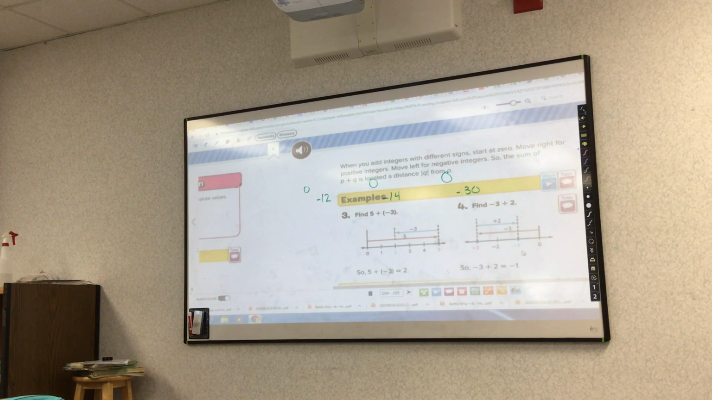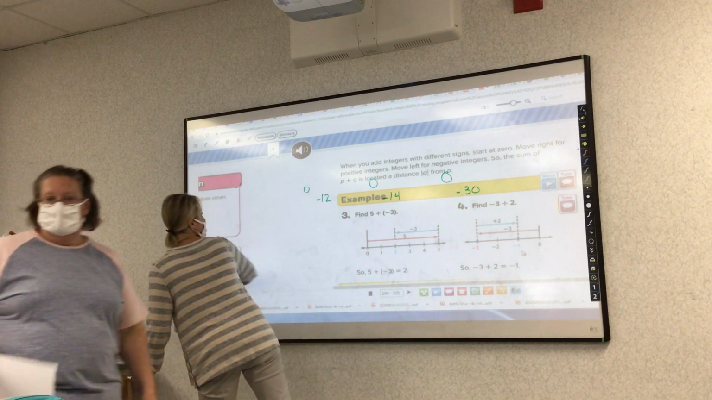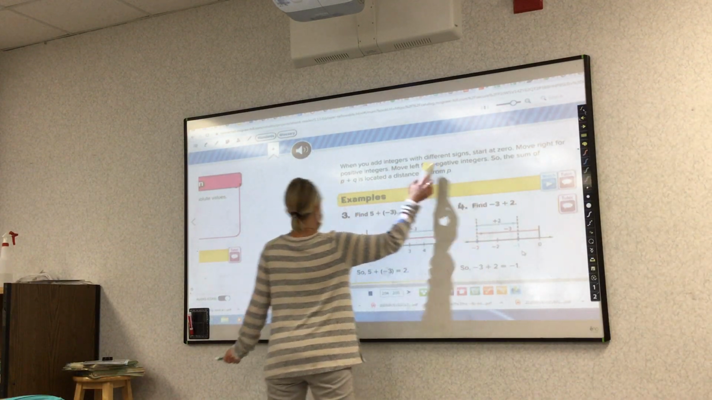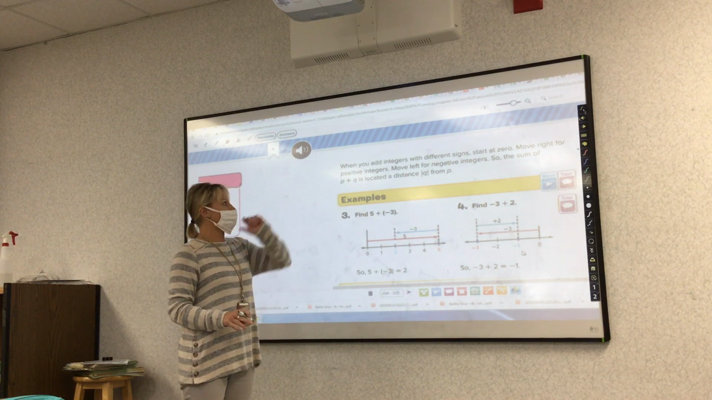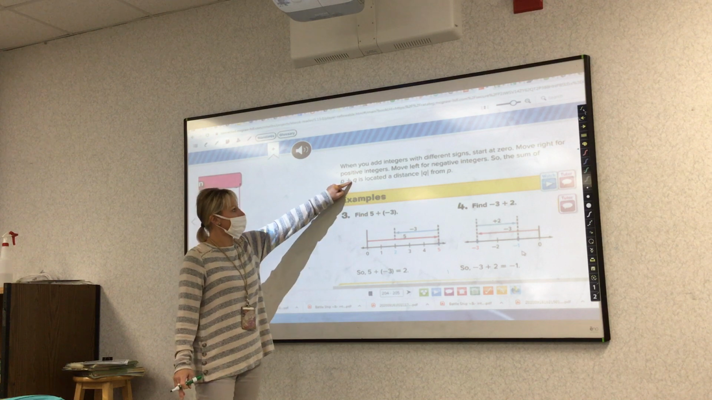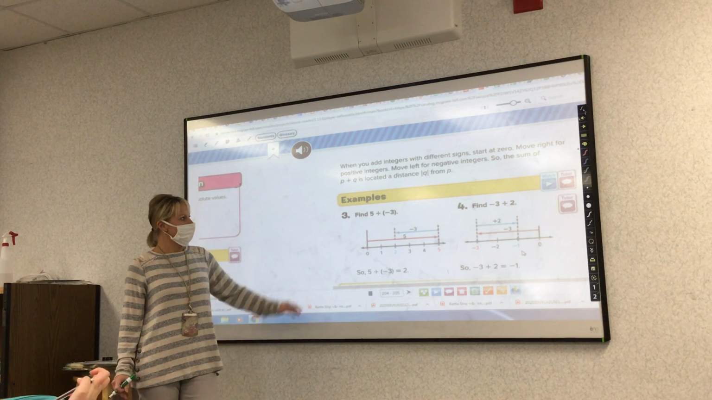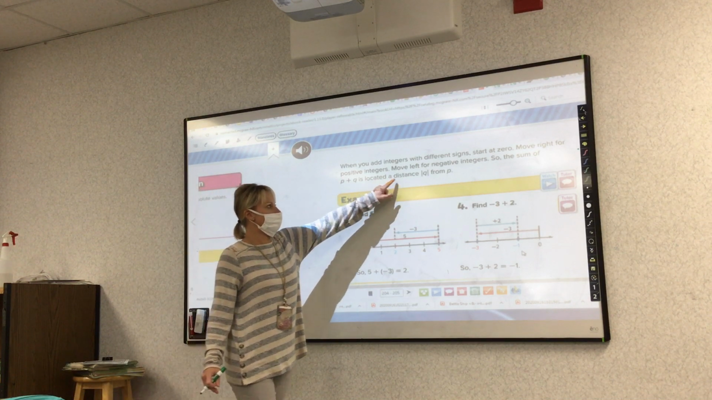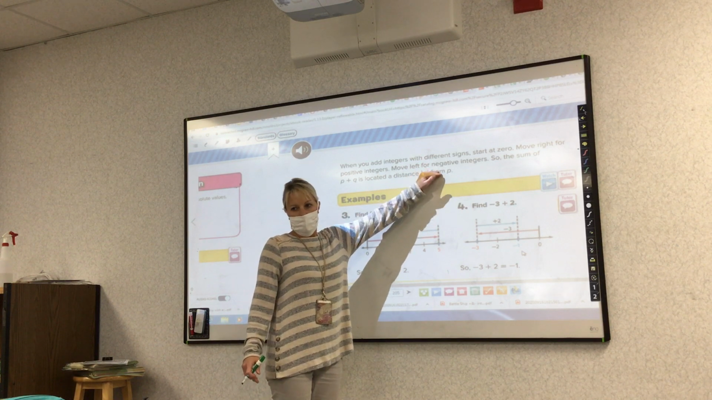Looking at the top of the next page, it says when you add integers with different signs, start at 0. You're always starting at 0. Move right for positive integers, move left for negative integers. So the sum of P plus Q is located a distance of the absolute value of Q from P.